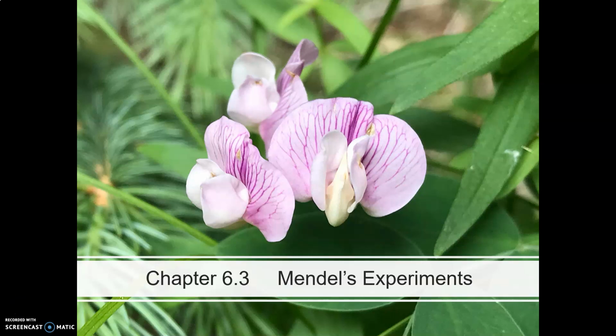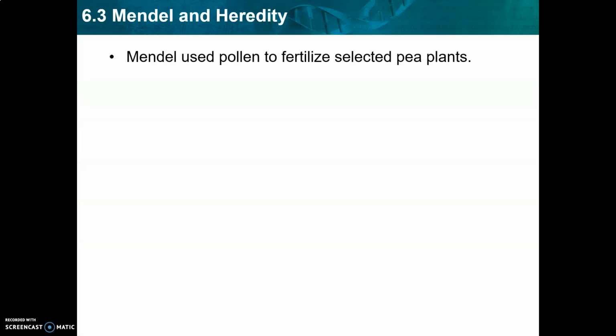Today we are going to be talking about Chapter 6, Section 3, and this is mostly about Mendel's experiments and what he learned from them. So we know that Gregor Mendel studied genetics, and his organism of choice was the pea plant.